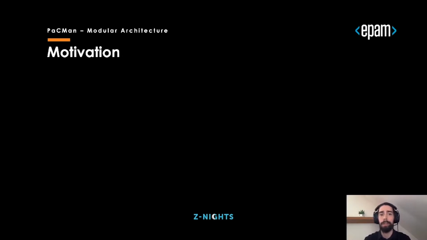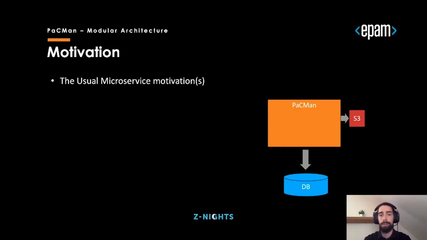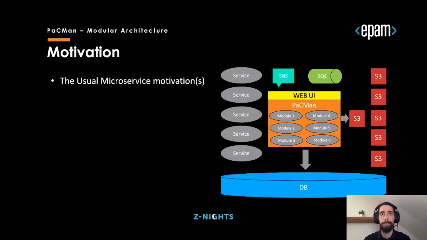So why split up the application? In the beginning, we had a simple service that was something like this, just a simple DB and a simple S3 bucket for our publishing. Then came other requirements, other modules that somewhat complicated the picture. So we quickly realized that we have the common microservice splitting motivations because these modules were decoupled and self-contained, and these could be deployed independently.